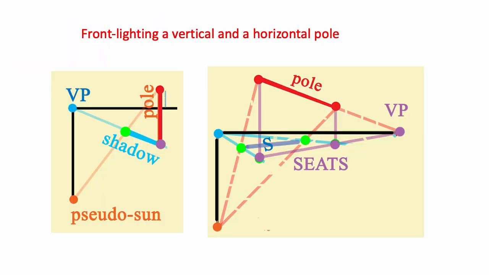When front lighting a vertical pole, send light rays from the pseudo-sun to the top of the pole and shadow lines from the shadow vanishing point to the base of the pole. And where they meet is the end of the shadow. So this is the shadow. For a horizontal pole, set up seats that converge toward the same vanishing point. Then draw light rays through the floating ends of the pole and shadow lines through the base of the seat. And that gives you two intersections here and here that mark the ends of the shadow in back of the pole.